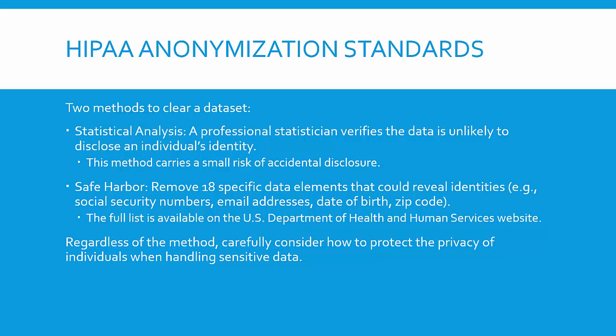The second option is the safe harbor method, which requires removing 18 specific data elements like social security numbers, email addresses, and zip codes that could be pieced together to identify someone. The full list of elements is available on the U.S. Department of Health and Human Services website. Regardless of the method, it's critical to carefully consider how to protect individuals' privacy when handling sensitive data.